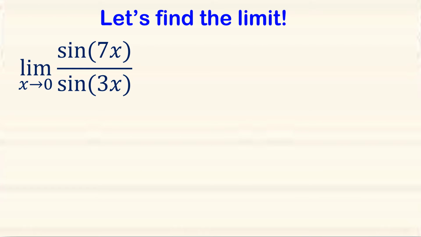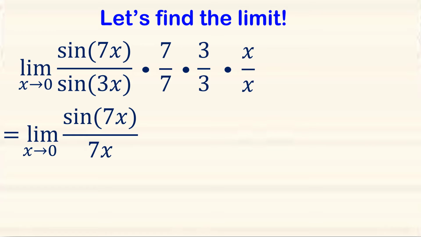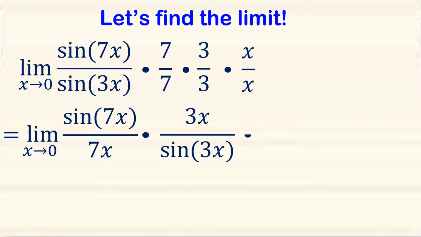Now let us have another one. Limit of sine 7x over sine 3x as x approaches 0. From here, we are going to multiply it by the factors of 7x and 3x. So times 7 over 7 times 3 over 3 times x over x. Then we are going to reshuffle. So we have limit of sine 7x over 7x as x approaches 0 times 3x over sine 3x times 7 over 3.